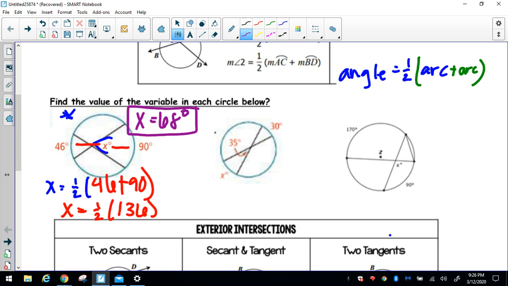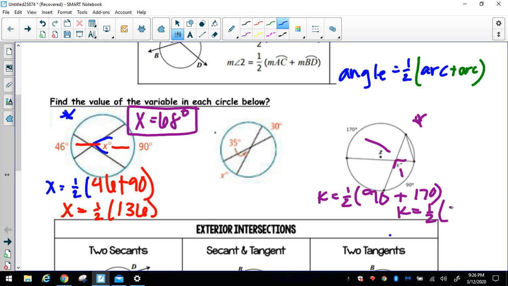Okay. Now we're going to come over here and do this one. We're trying to find k, which is an angle. So we're going to do k equals 1/2. And then it's half of the two arcs that are across from it either direction. So you got 90 one way. So 90 plus the 170 is across from it the other way. So that would mean that k is half of 260. And half of 260 is 130. So you would say k equals 130.